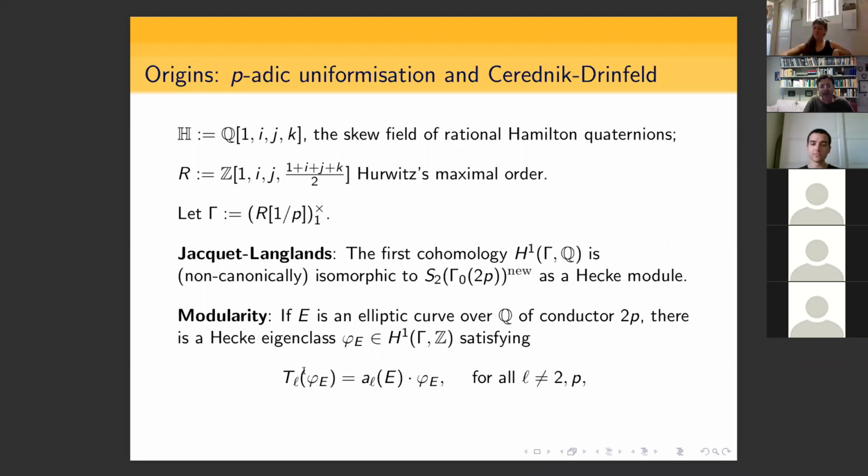So we have this eigenclass phi sub E, which has the property that if you apply the l-th Hecke operator to it, you multiply the class by the corresponding coefficient a_l(E), which is the usual Fourier coefficient of the cusp form attached to E, or l plus 1 minus the number of points on the elliptic curve over the field with l elements. So that's what modularity tells us.